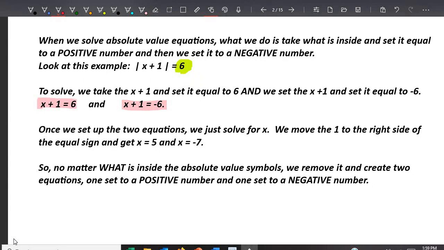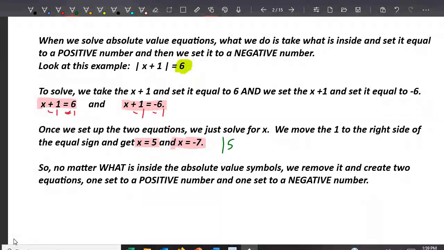Now, in order to solve for x, in this case, we subtract 1 from both sides. And subtract 1 from both sides. When we do that, these are the answers we get. So if I let x be either of those numbers, I'm going to get an answer of +6. And you can actually check that if you wanted to.